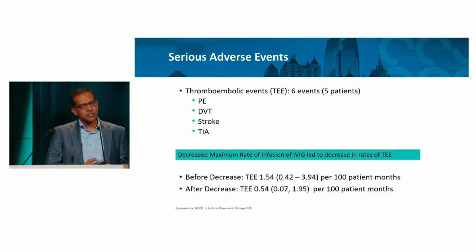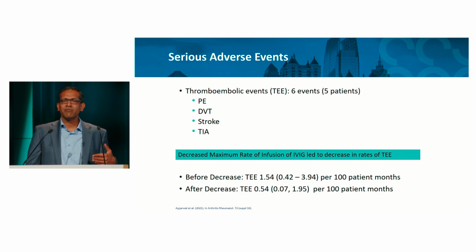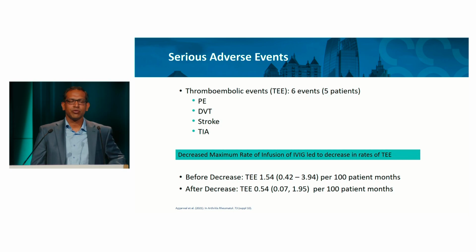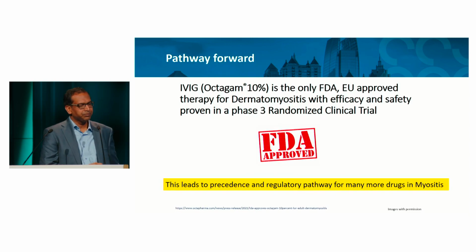Last few slides, basically, one of the key lessons we learned from this trial was thromboembolic events. In the middle of the trial, we saw a few thromboembolic events. We went to the FDA, and then we revised the maximum rate of infusion. Before we revised the maximum rate of infusion, the thromboembolic events were 1.5 per 100 patient months. But after the decrease, it reduced to almost one-third, with 0.5 per 100 patient months.